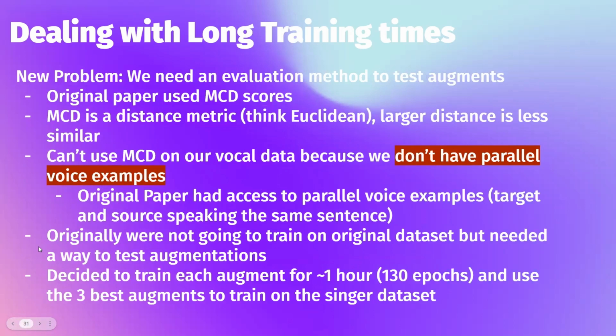Another problem that we had is that we needed to find a way to measure the effectiveness of augments. The paper used MCD, which stands for mel cepstral distortion. Basically, you can think of it as Euclidean distance. The larger the value, the less similar it is, and vice versa.